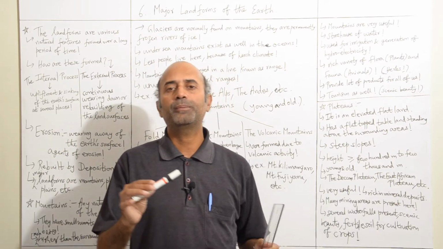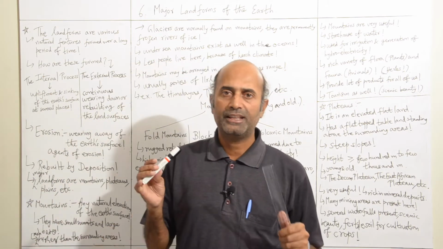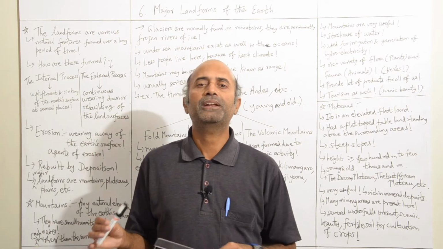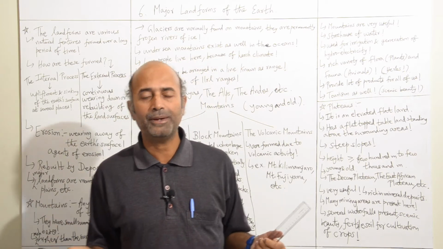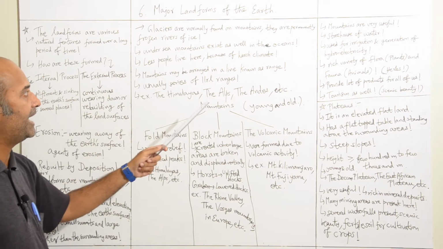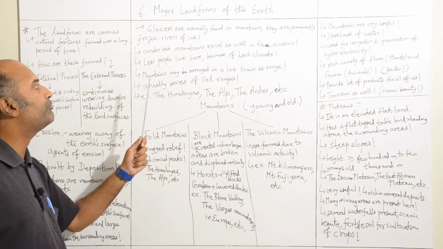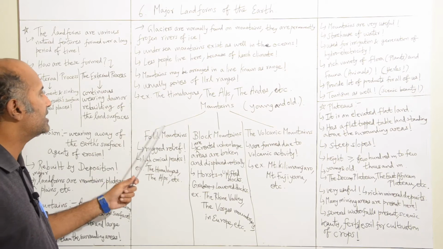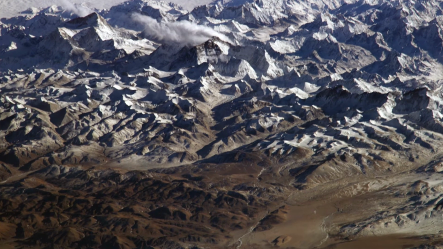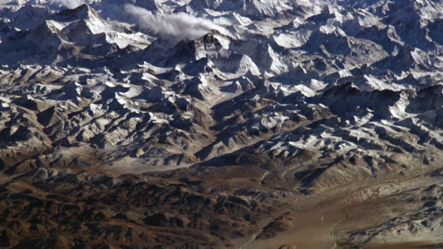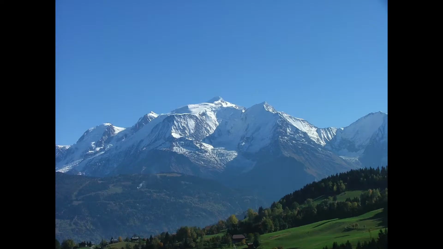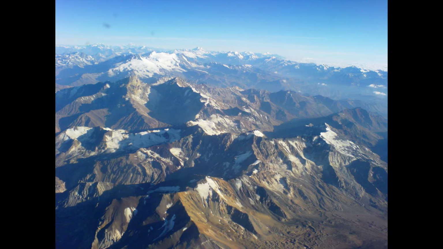If you compare the number of people living in the plains and the plateaus, the number of people in the mountainous areas is much less, because mountains have an extreme and very harsh climate. Mountains may be arranged in a line known as a range, usually a series of parallel ranges. For example, the Himalayas, the Alps, the Andes, etc. In India, we have the Himalayas, which extend over India, Nepal, Bhutan, and a little bit of China as well. We have the Alps in Europe, and we have the Andes mountains running in South America.